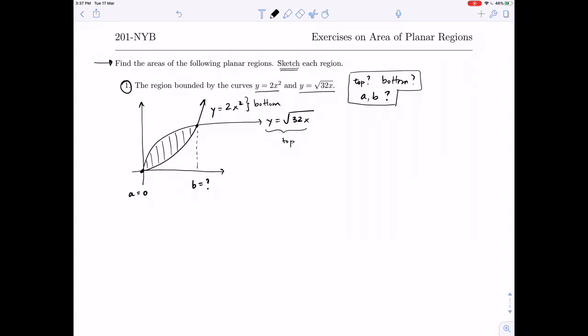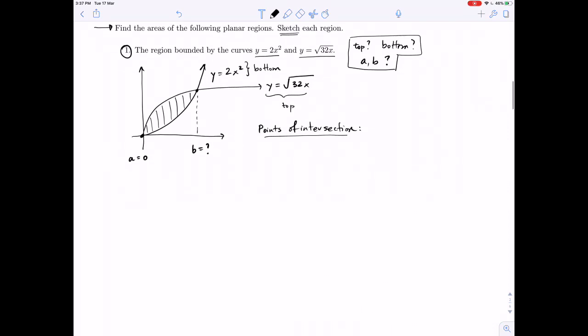We set these two curves equal, so we're looking to find the points of intersection of these two curves. We're going to use the comparison method, which means we can set the two functions equal to each other. So 2x squared is going to be equal to the root of 32x at the points of intersection. To solve an equation like this, we're going to square both sides. So we get 4x to the fourth is 32x.